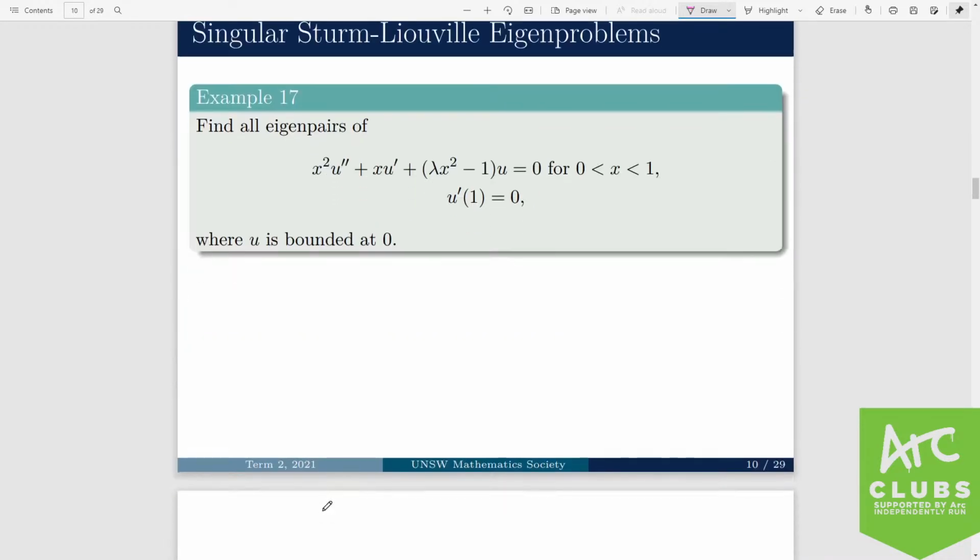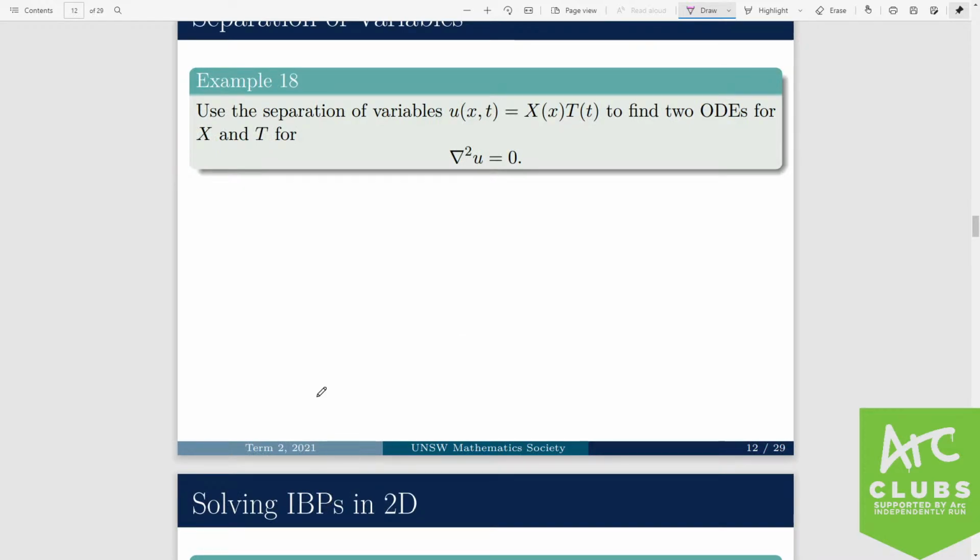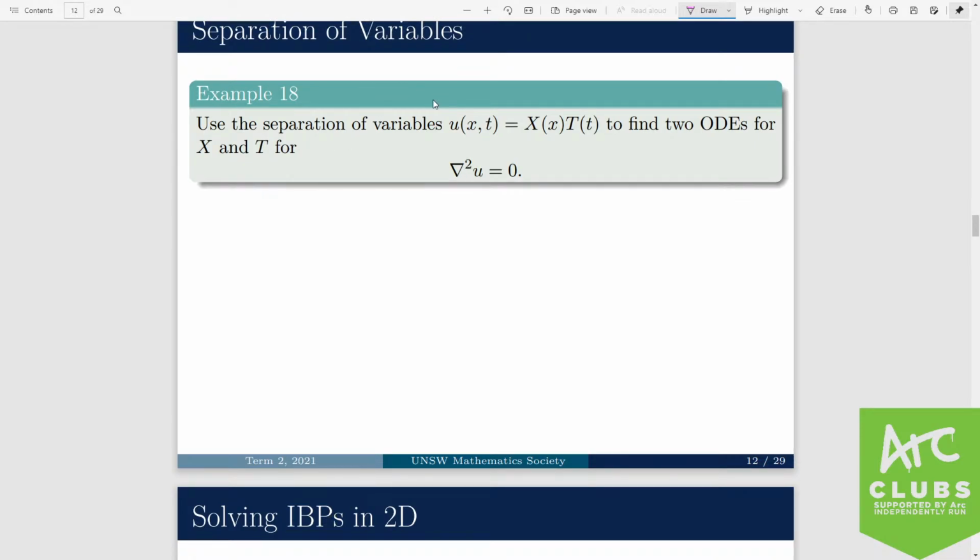So here we have an example over here, and we're asked to use the separation of variables. So this operator is called the Laplacian. What this does is just differentiate first. I'll use this notation just to make it easier. So u is a function of x and t. Then we just take the second partial derivative of one of them plus the second partial derivative of the second term, and add them together. So this is the Laplacian, and we have that this is equal to 0.